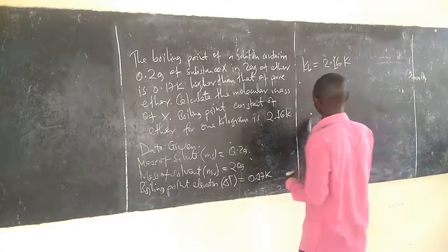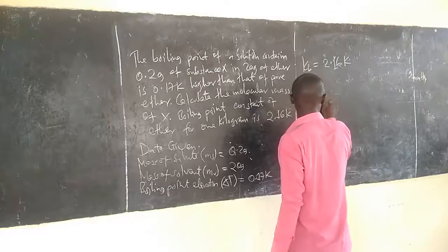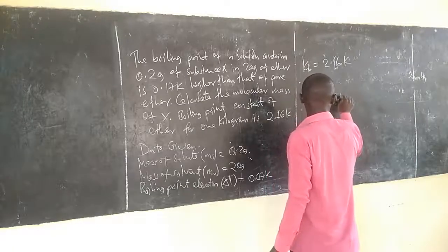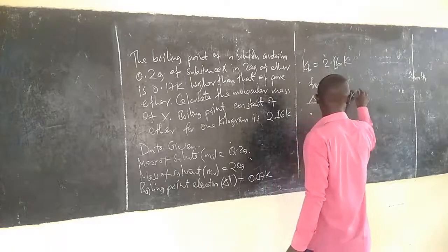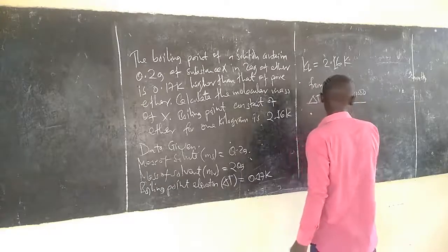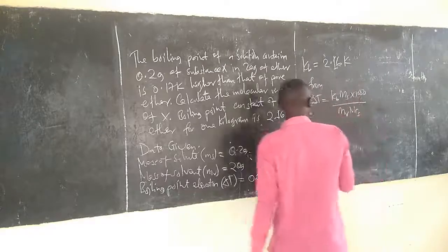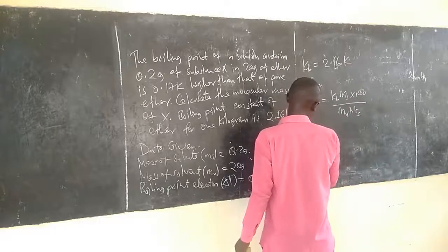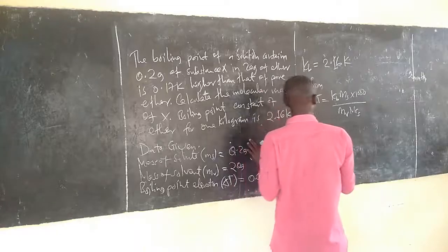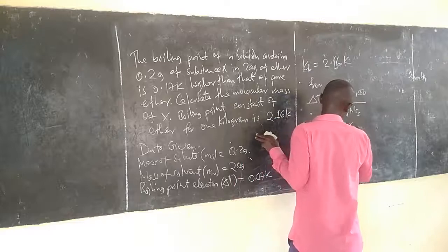From the formula, change in T is equal to Kb times mass of solute divided by mass of solvent. Molar mass of solute will be equal to Kb times mass of solute.